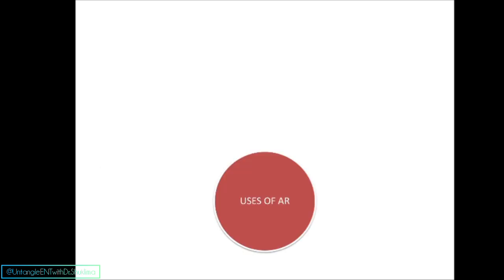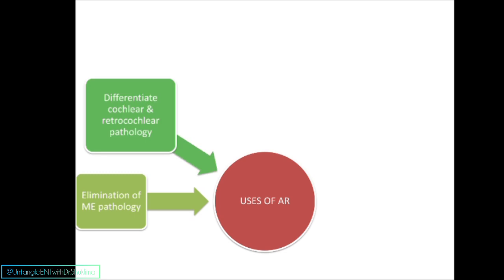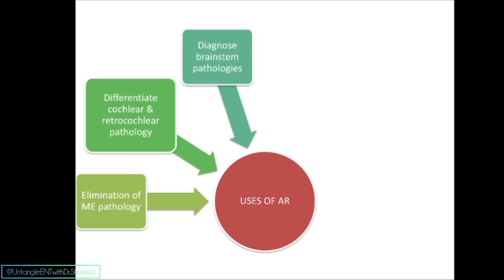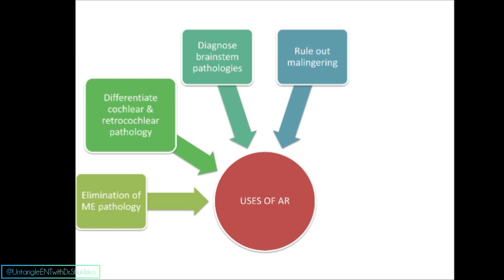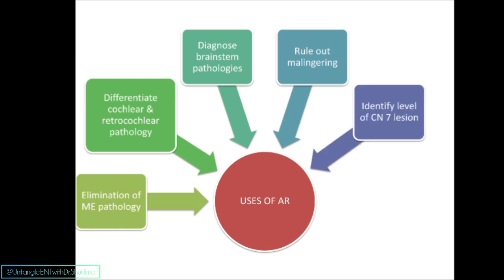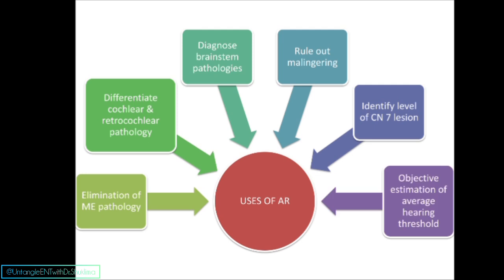Now, last but not the least, the uses of acoustic reflex. It helps in elimination of the middle ear pathology. It helps to differentiate cochlear and retrocochlear pathology, to diagnose brainstem pathologies, to rule out malingering, which we will learn later how to rule out with tuning forks and other tests, to identify the level of cranial nerve 7 lesion, whether it is in the nucleus or in the peripheral nerve, and objective estimation of the average hearing threshold.